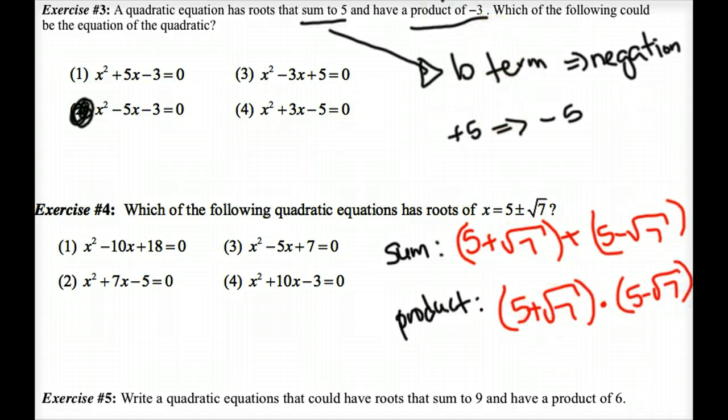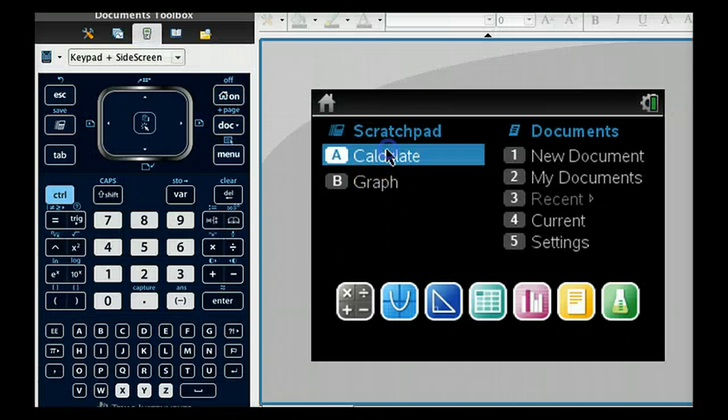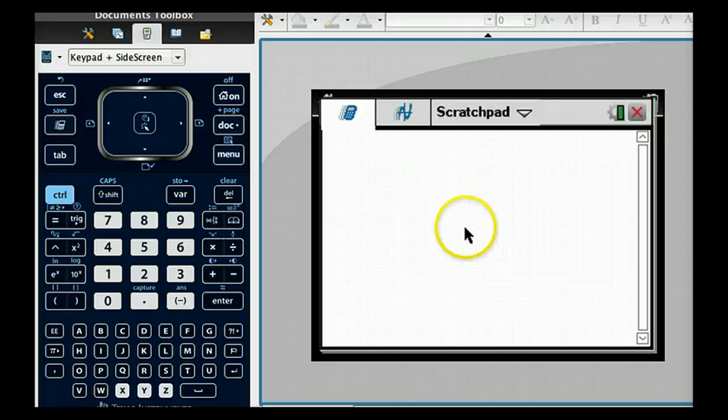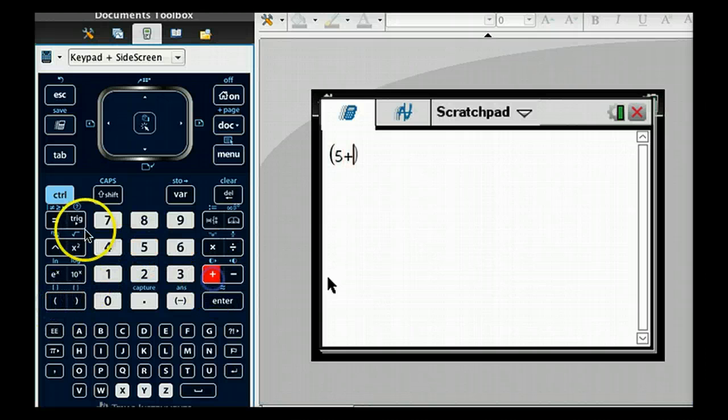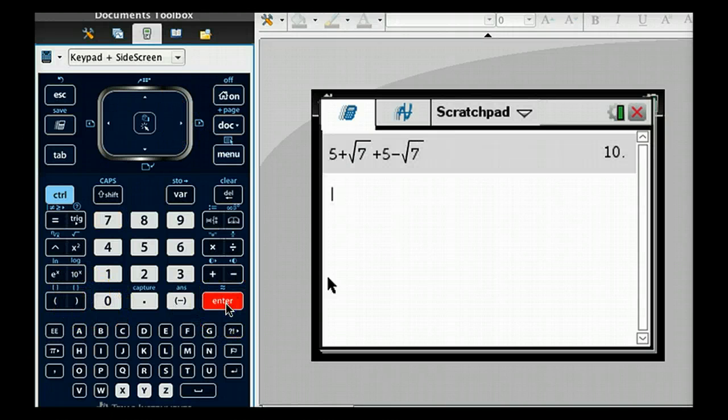So what I'm going to do is show you the easy way to do this on the calculator. So get your calculator. I'm going to go get mine. So now that I have my calculator, you should have yours. I'm going to go to calculate. The first thing I want to do is find the sum. So the sum was, first, 5 plus radical 7, close my parentheses, plus my second root, I'm going to open my parentheses, 5 minus the square root of 7, close parentheses, enter. So I got the sum as 10.